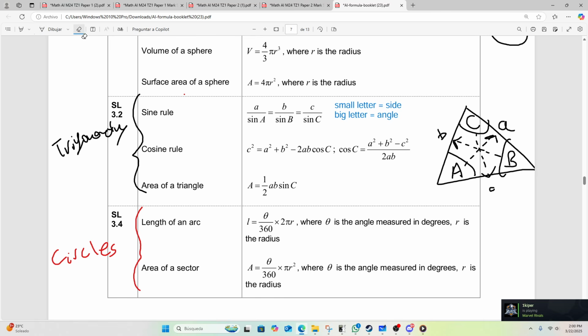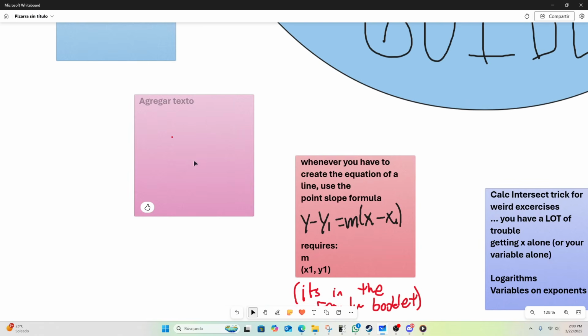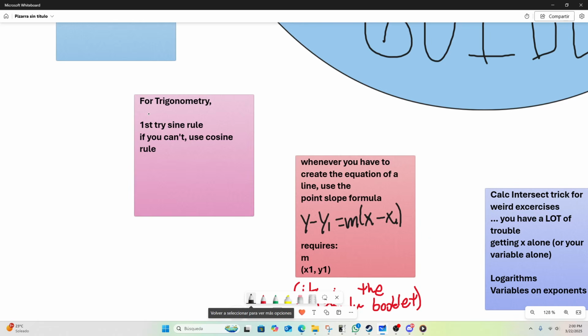What do I suggest for trigonometry? And again, this will be in the description so you can check it out. So for trigonometry, first try sine rule. If you can't, use cosine rule. That's literally it. And if you still can't use either of them, then probably there's an angle you have to find using some other method in order to attempt the use of sine rule or cosine rule. But your priority should be use sine rule, then use cosine rule. That's pretty much it. I'm not even kidding.